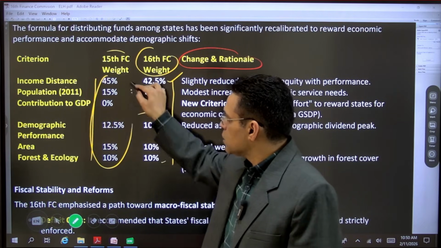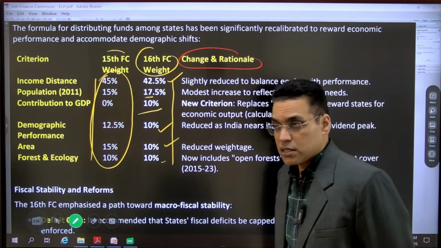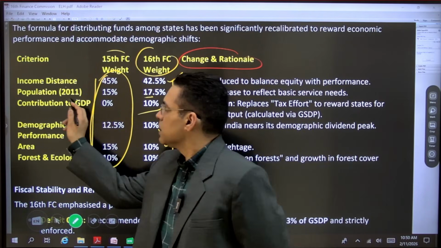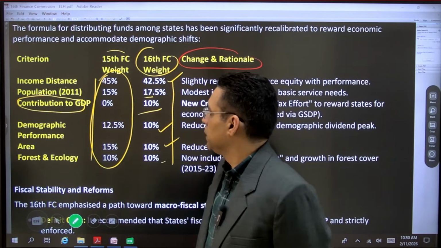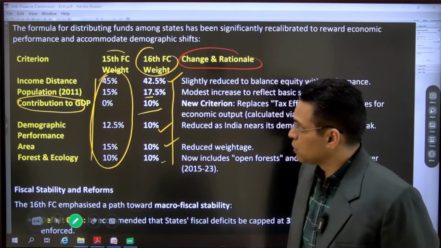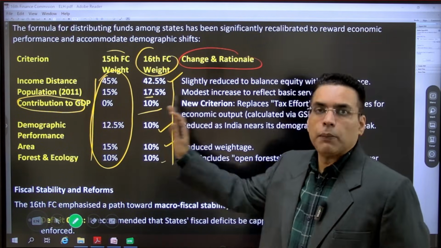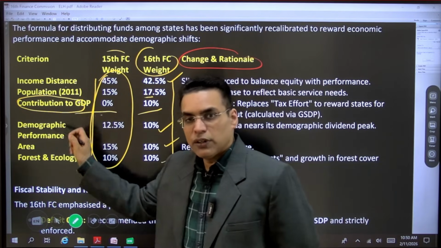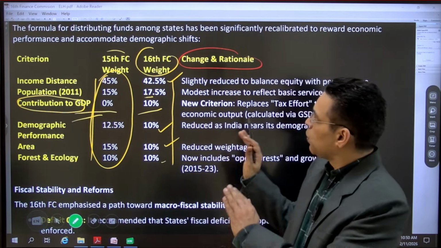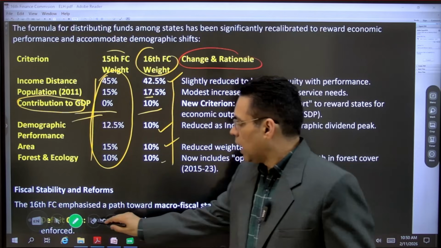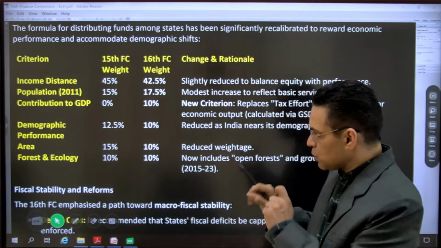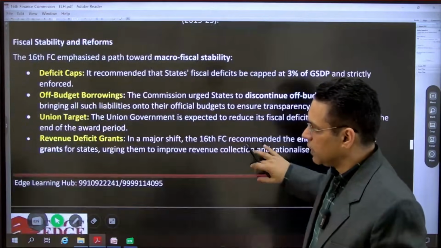But these are the criteria which were there in the previous finance commission, which means, what is the new entry? Contribution to GDP. This was not there in the previous finance commission. In the 15th Finance Commission, you can see the numbers have changed. Now UPSC might ask and compare. This is a new addition that we have to understand. So this is what I'm trying to tell you. Read this, because UPSC will ask questions very intricately in detail.